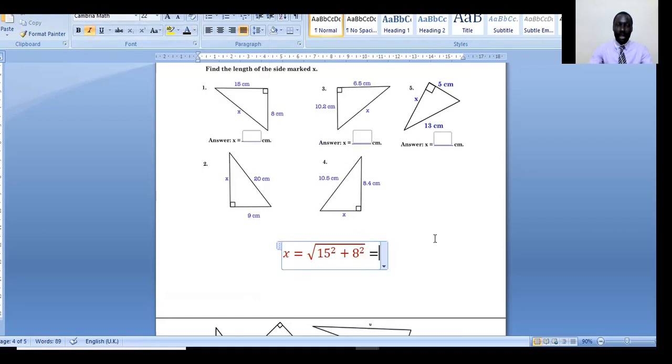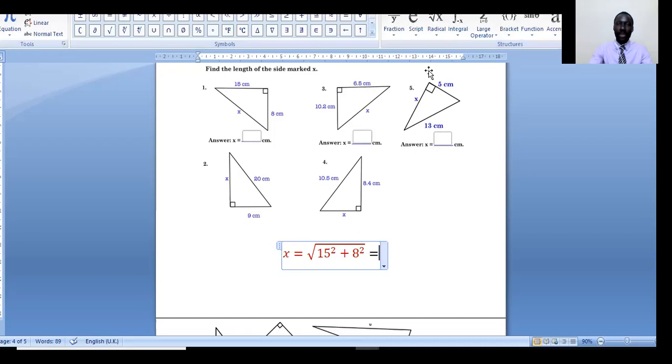So what are we dealing with? We are dealing with the square root of 15 squared plus 8 squared. What will that simplify to? Let's see, using our calculator.